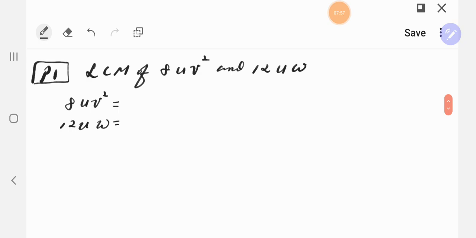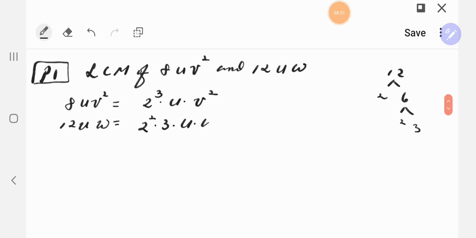Okay, so we have two expressions. Rewrite the expression and do the prime factorization for the numbers. So 8 is 2 times 2 times 2, which is 2 cubed, so 8 is 2 cubed u and v squared. 12 is 2 times 6. Let's use the tree method. 12 is 2 times 6, and 6 is 2 times 3. So 12 is 2 squared times 3 u, and we have a w.